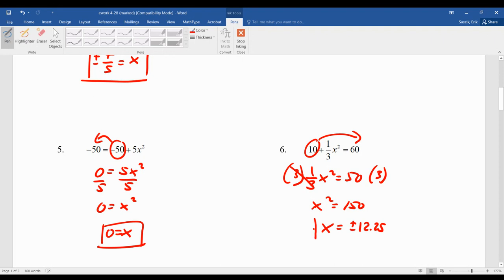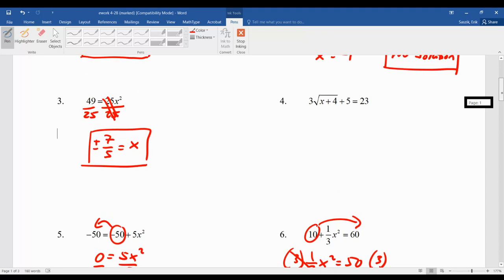But remember, that is plus or minus, okay? So, no b term, go ahead and isolate x squared and take the square root in the end.